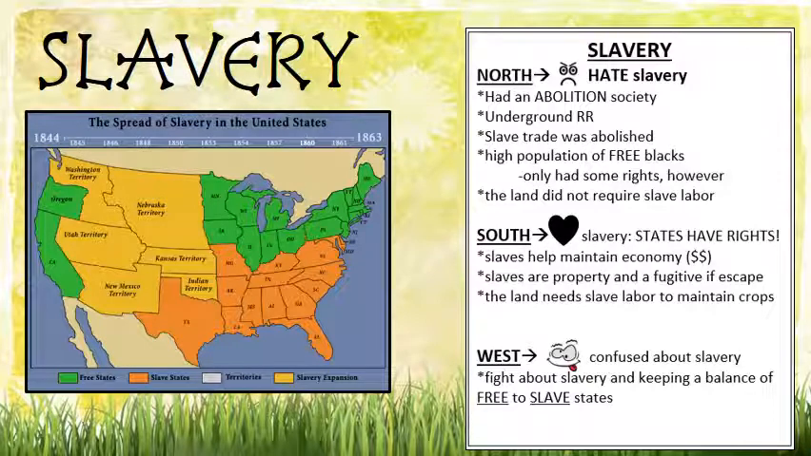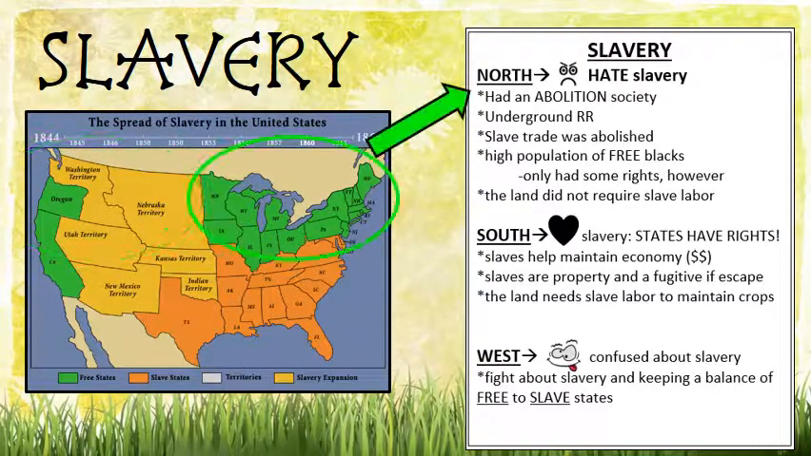So slavery is our next big topic of why we have started to see these divisions in the country. In the North, they hate slavery. They have the Abolition Society. Remember, abolition is the movement to get rid of slavery.